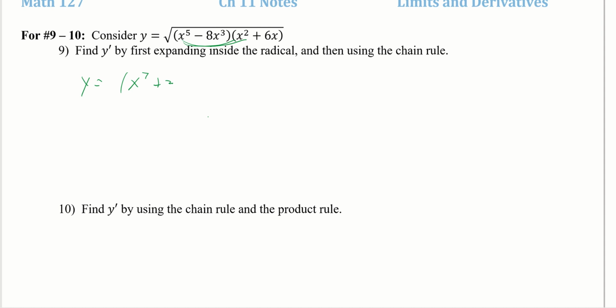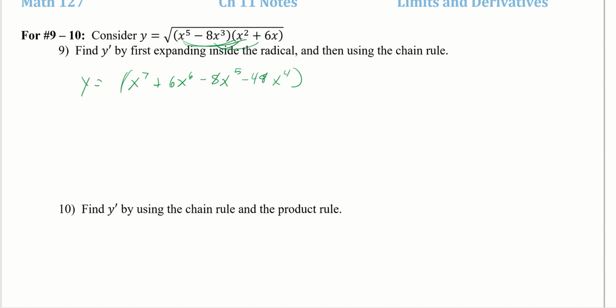plus 6x to the 6th, right, 6x to the 6th, and then this would be minus 8x to the 5th, and then this one minus 48x to the 4th. So now that got expanded out.